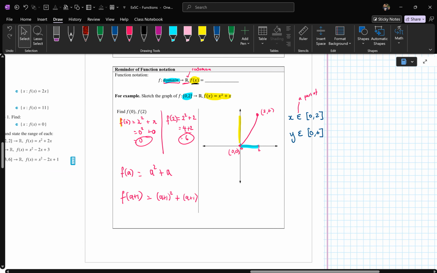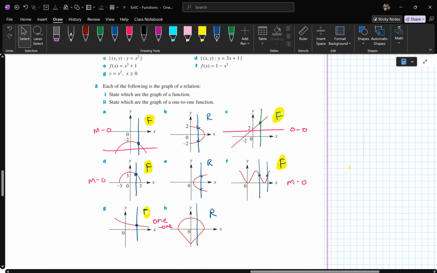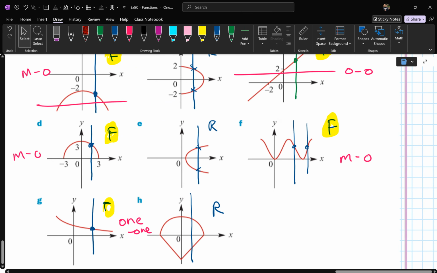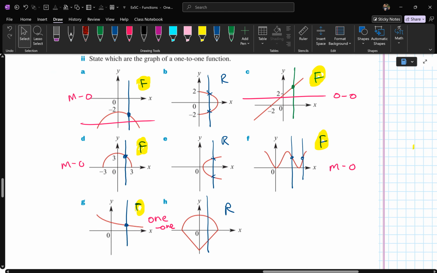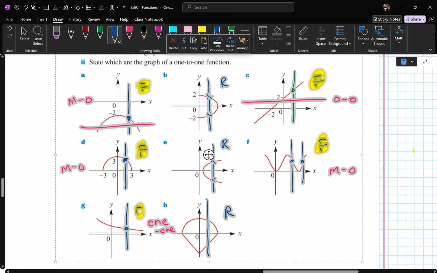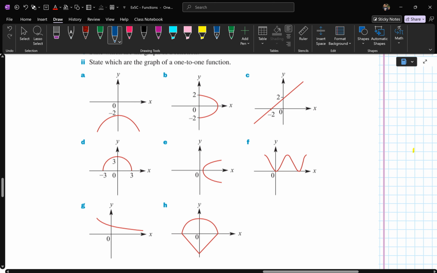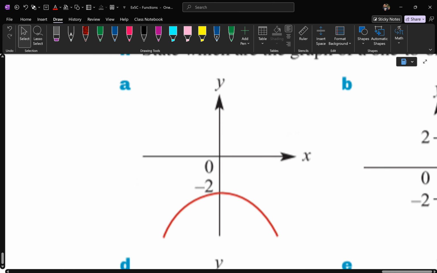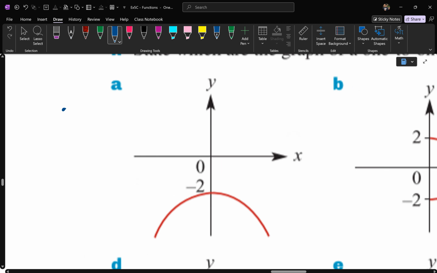Go to the page with all the graphs. So go to the ones with the graphs. All right, let's test your understanding. So now you know what's a function, how to determine if it's a one-to-one function. I'm just going to delete this mess so you can see the graph better. Let's go. A. What is my domain?